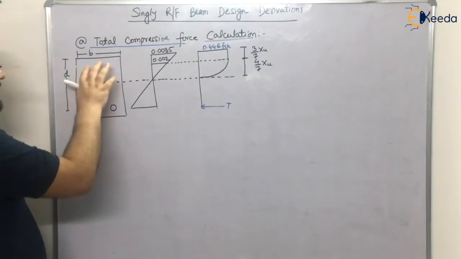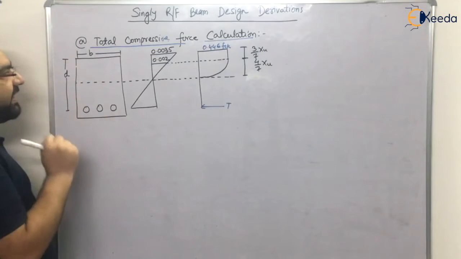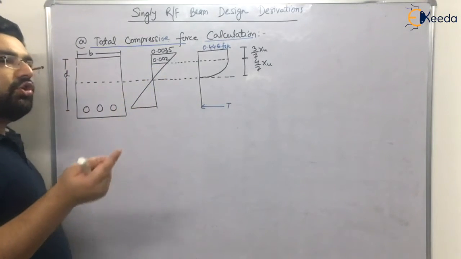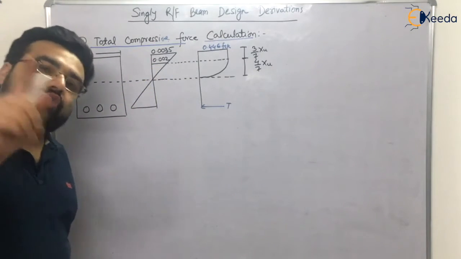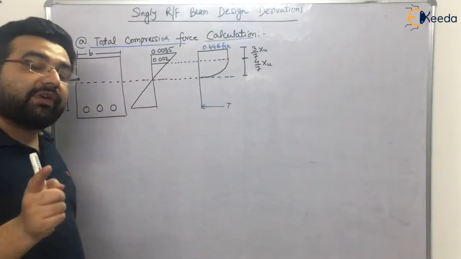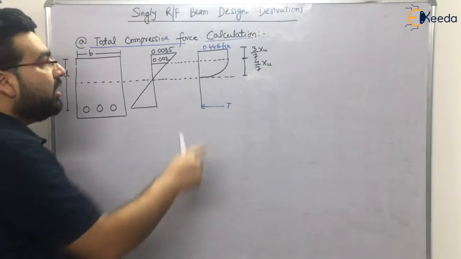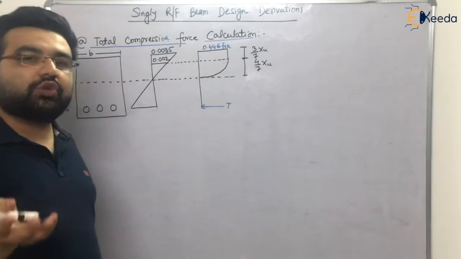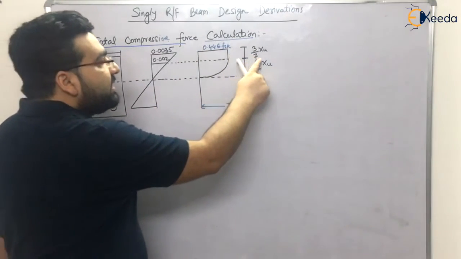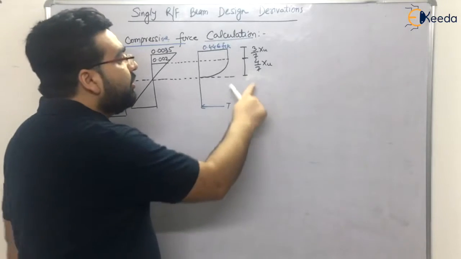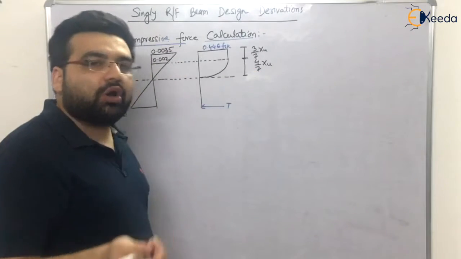Now, this is a singly reinforced beam. This is the effective depth. This is 0.002. From where it has come, I'm not going to tell you. You know that. This is 0.0035. You know that. This is 0.446 fck. You know how it has come. This is 3/7 xu. Already done in the previous video. 4/7 xu. Already done. Right.